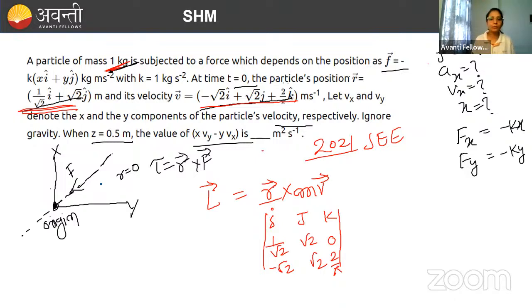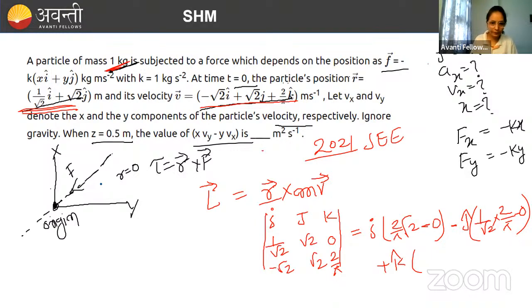So aap ek kaam karo, just calculate the value of this angular momentum. For I cap, what value are we going to get? 2 by pi root 2 minus 0. For J cap, in the second column we write a minus sign. You must already be knowing it. This will be 1 by root 2 into 2 by pi, again minus 0, plus K cap. And the value for K cap will be 1 by root 2 into root 2 minus root 2 into root 2. Yahan pe minus hai, to minus, minus yahan pe plus ho jayega. It should be plus actually.